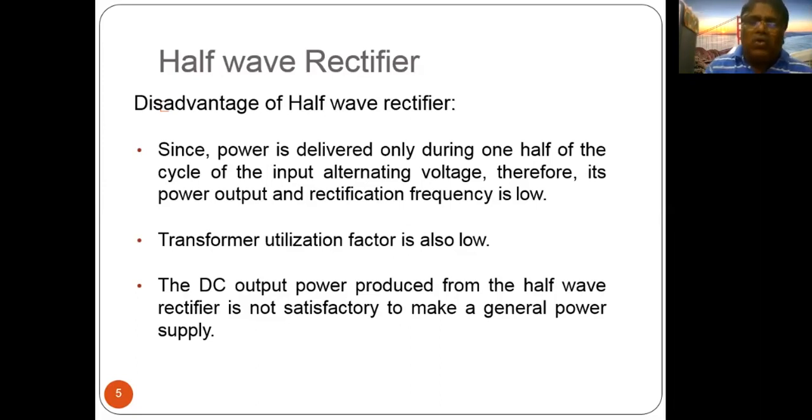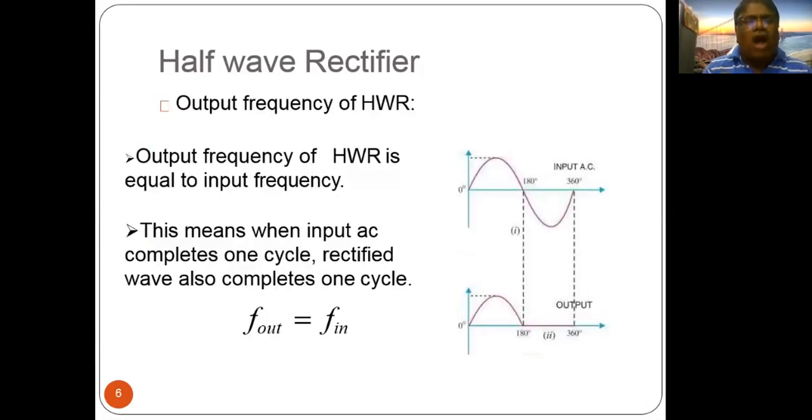Okay, so here only one diode is used. That's why half-wave rectifiers have more drawbacks: the transformer utilization factor is very low, and the efficiency is also very low in a half-wave rectifier. So why? Because we are using only one diode. Okay. Next, the output frequency of a half-wave rectifier is equal to the input frequency.